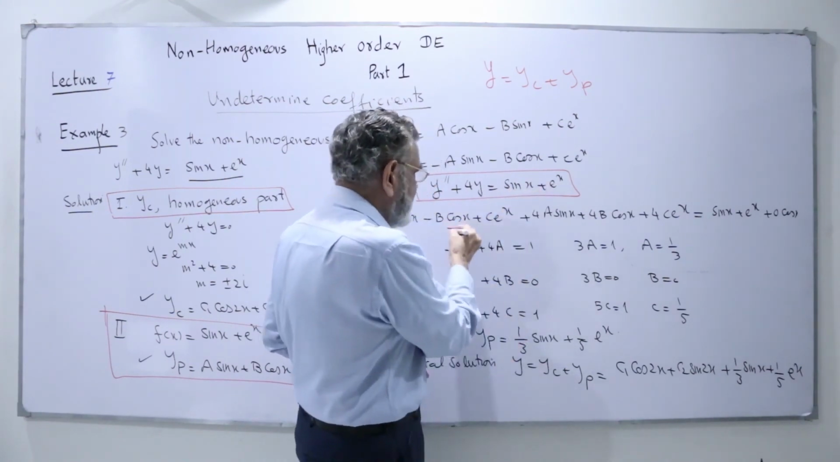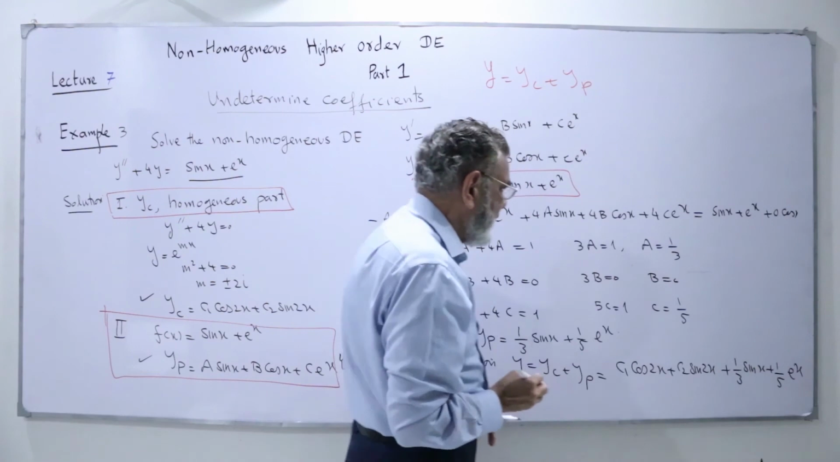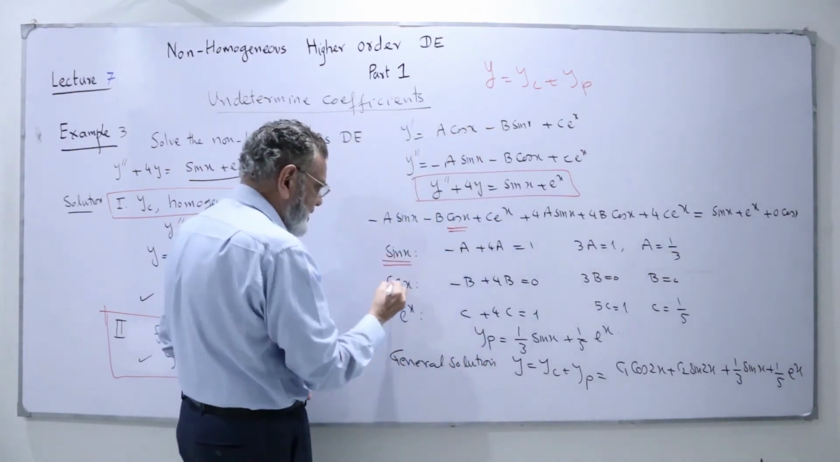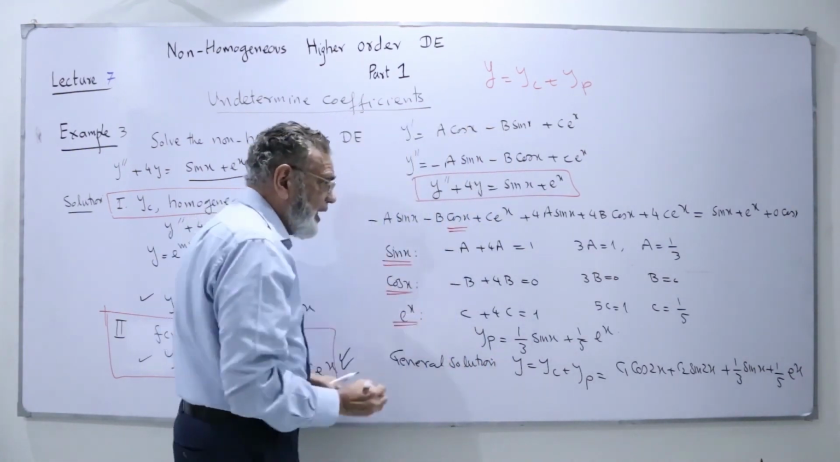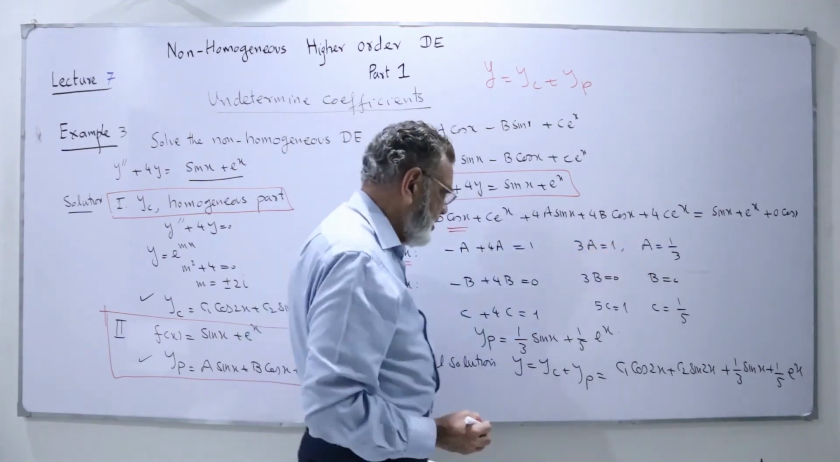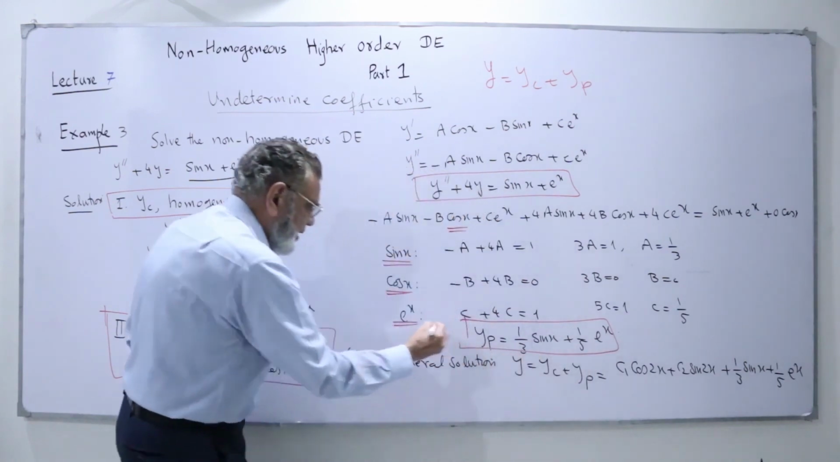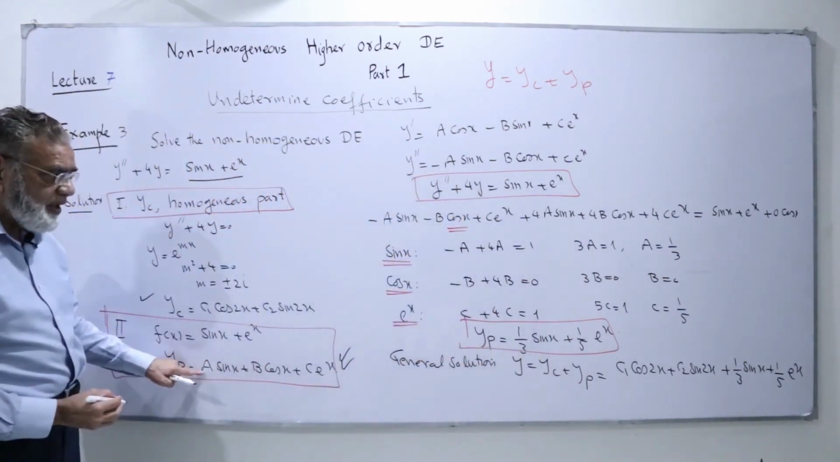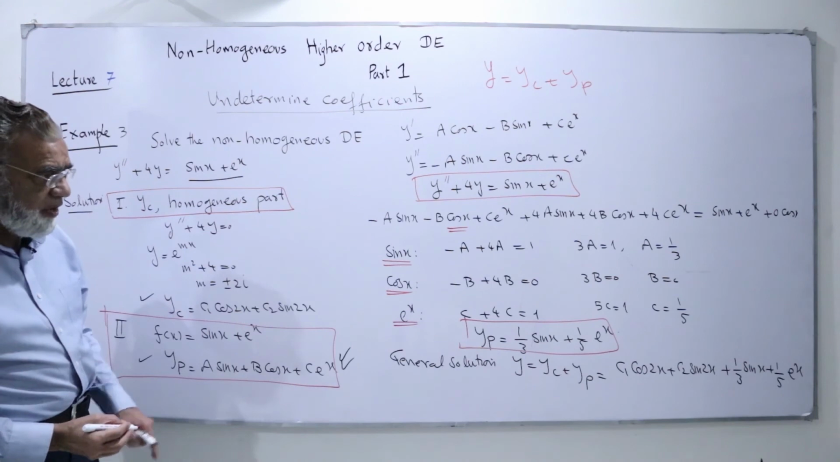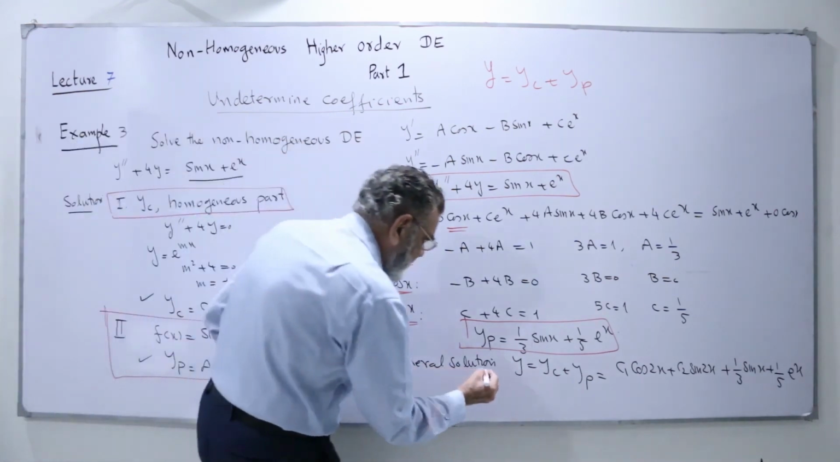We have cosine x on the left, so we put 0 times cosine x on the right. We compare the coefficients for sine x, cosine x, and e to power x. We get the values of a, b, and c by solving. Then we substitute the values of a, b, and c in our yp. A is 1 by 3, b is 0, c is 1 by 5, and you get yp. Then I write my general solution.